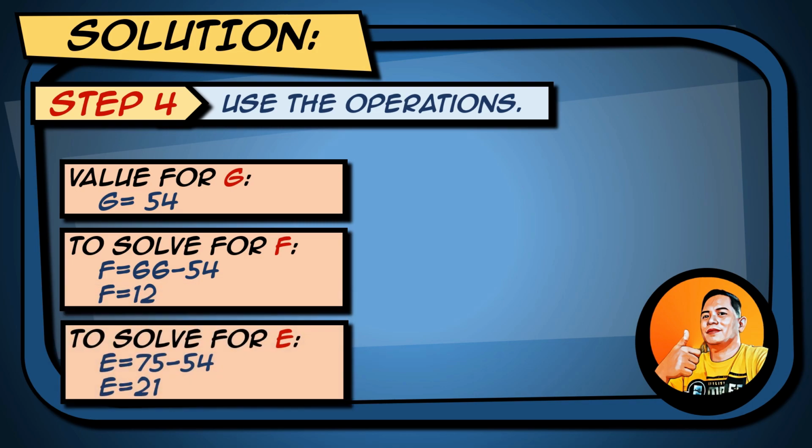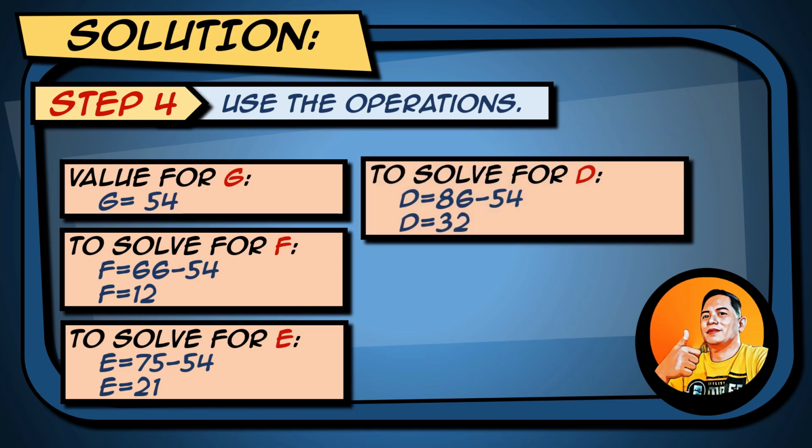Then to solve for E, we have E is equal to 75 minus 54. Then 75 minus 54 is equal to 21. Therefore, the value of E is equal to 21. Then to solve for D, we have D is equal to 86 minus 54. 86 minus 54 is equal to 32. Therefore, the value of D is equal to 32.